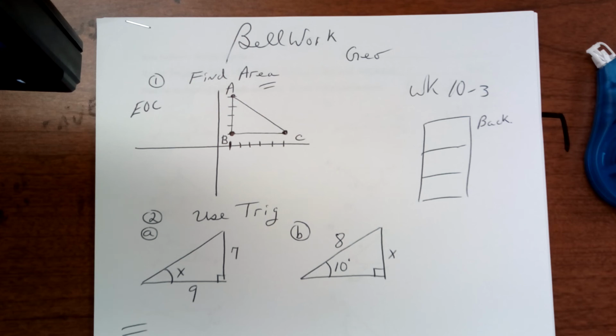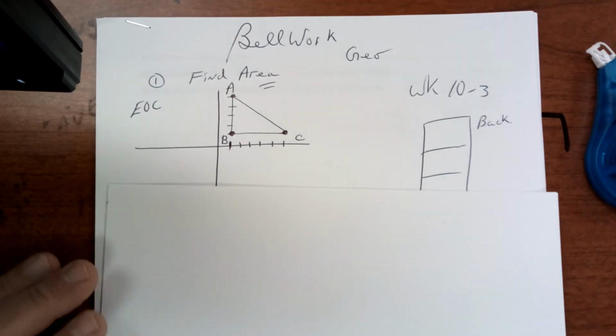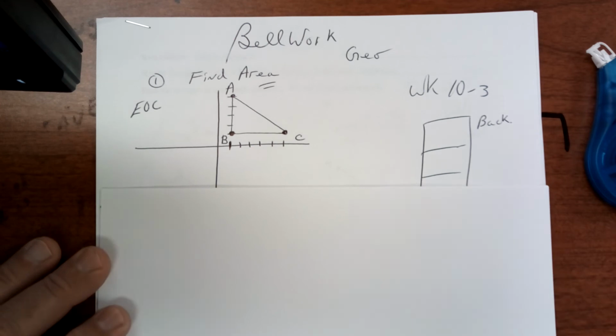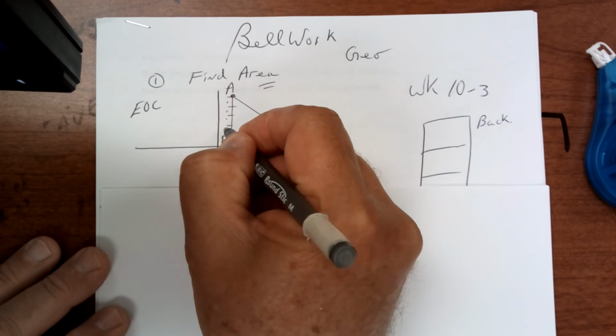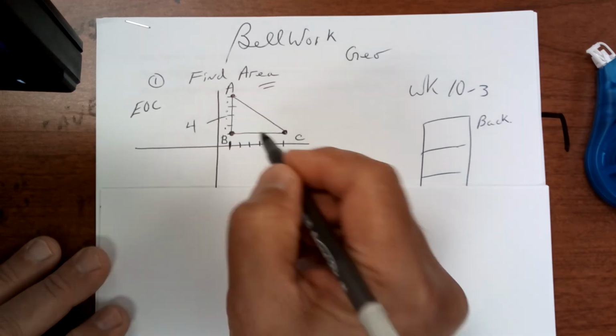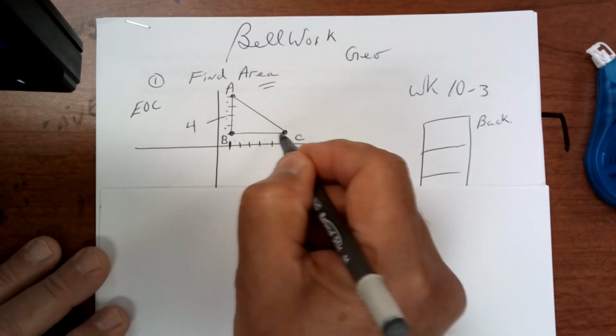What we have is an EOC question, and I want you to find the area. On this one right here, since it's straight up and down, you just count. One box, two, three, this is four. This one is 1, 2, 3, 4, 5.